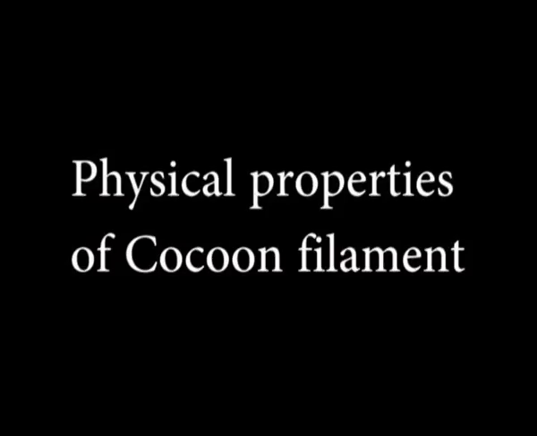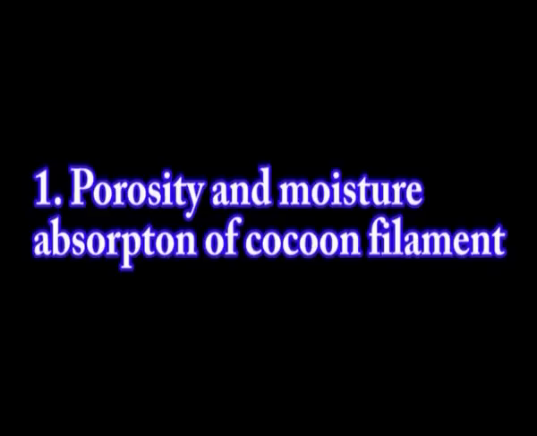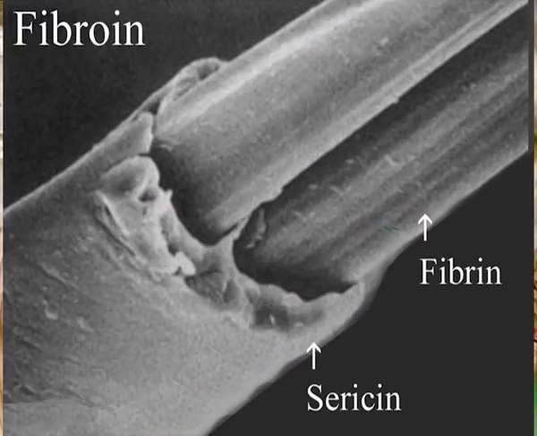Physical properties of cocoon filament. Porosity and moisture absorption of cocoon filament. When we see this property, the porosity changes with the breed of the silkworms, the coarseness of the silk thread and the sericin content of the filament, etc. The cocoon filament is 70 to 75% solid and 25 to 30% hollow, and therefore it can absorb air, salts, acids and alkalis, etc. It has plenty of absorption, strength and is easy to dye.